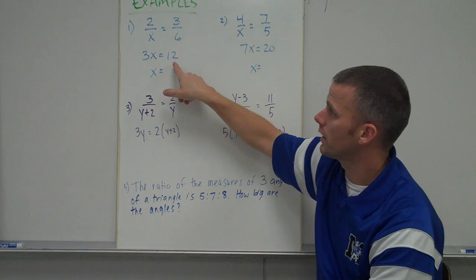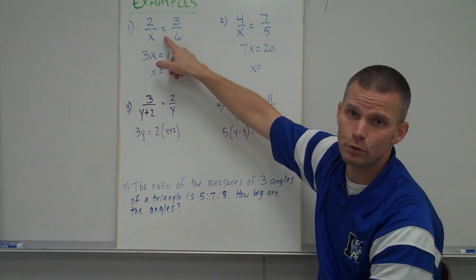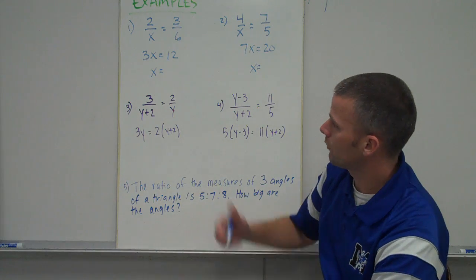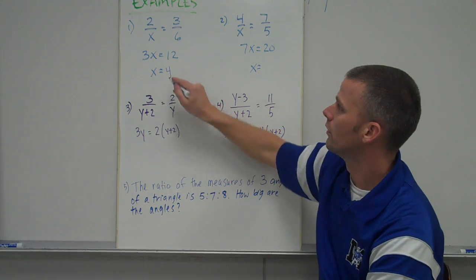So multiply one way, multiply the other way. In between, you should have an equal sign. So we get 3x equals 12. Not a real big mystery here. X is going to equal 4 once you divide.